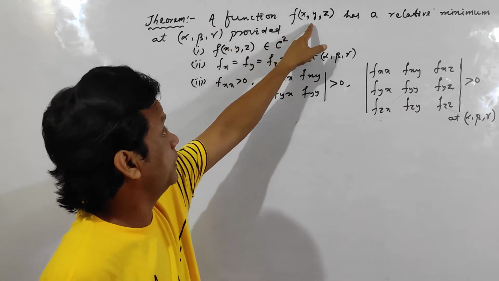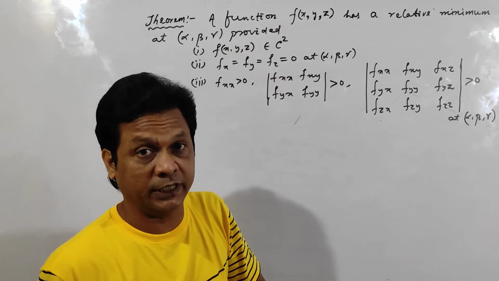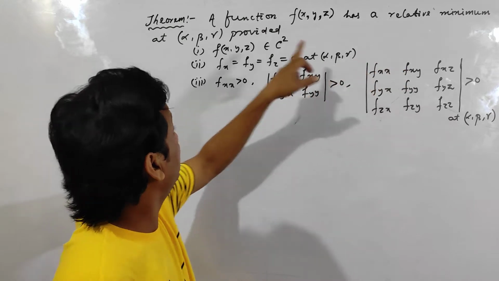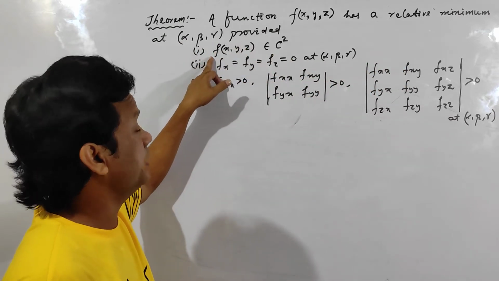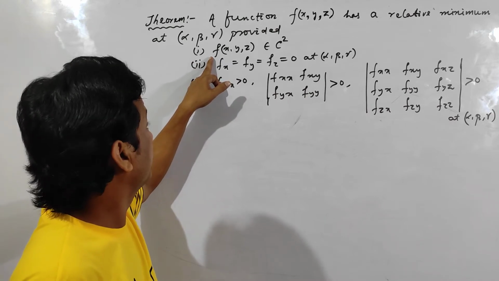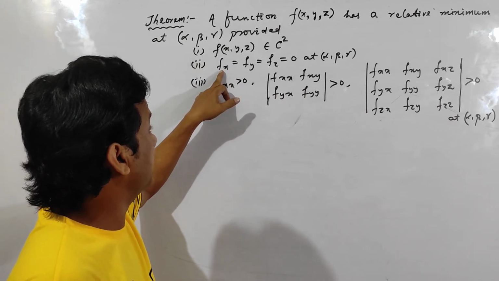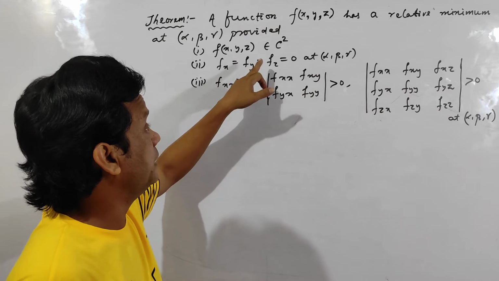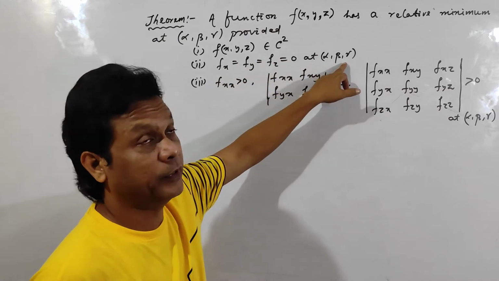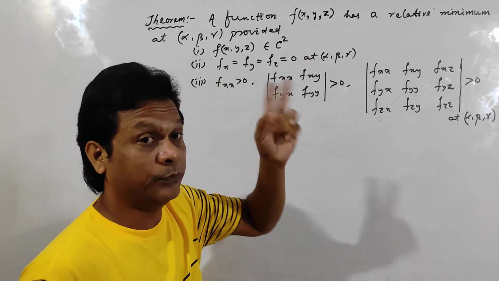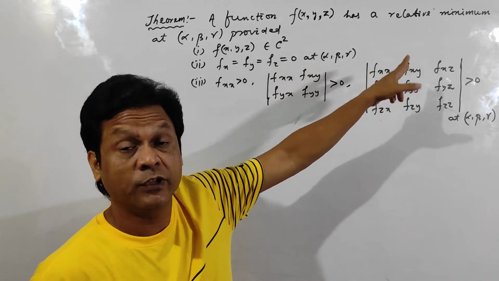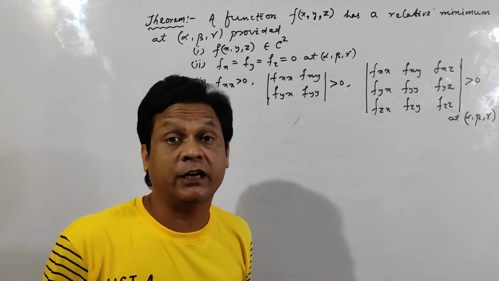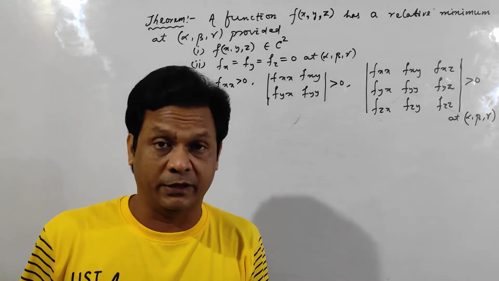A function f of x, y, z, a function of three variables x, y, z, has a relative minimum at alpha, beta, gamma if the function is continuous and del f by del x is equal to del f by del y is equal to del f by del z must be equal to 0 at alpha, beta, gamma. Okay, we have to test for relative maxima and minima of the function f of x, y, z at alpha, beta, gamma. That means the point is given.